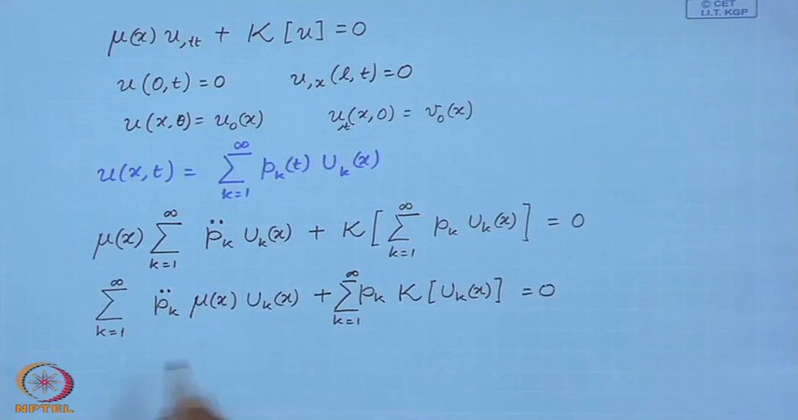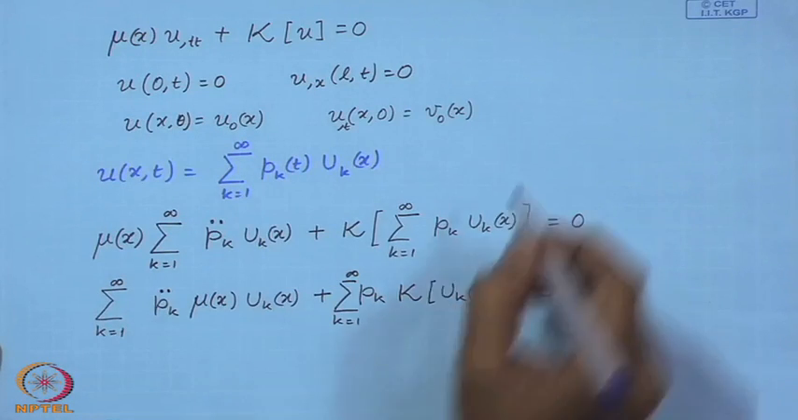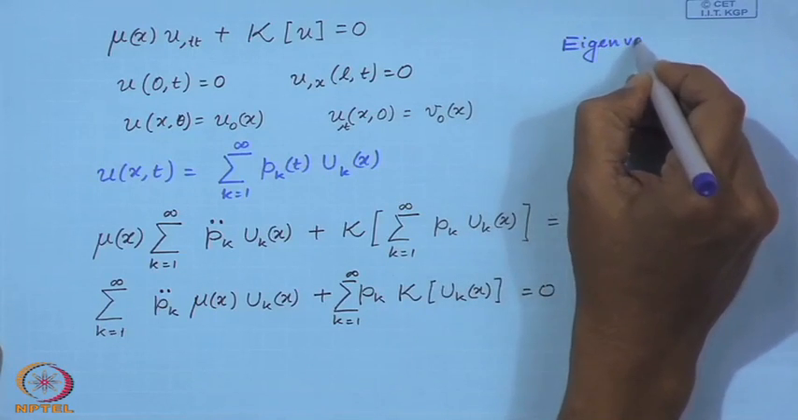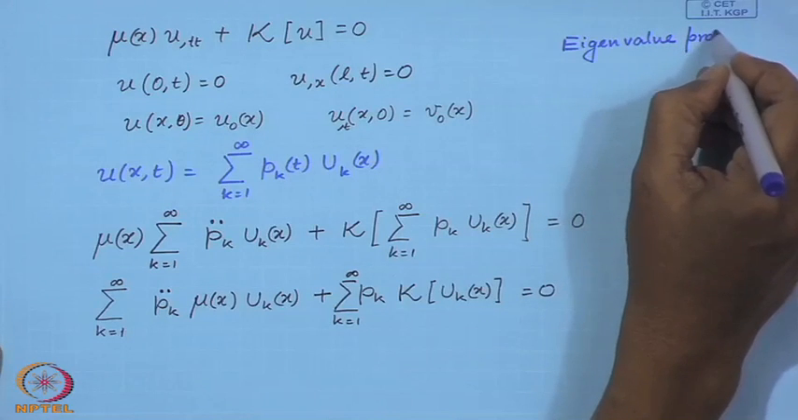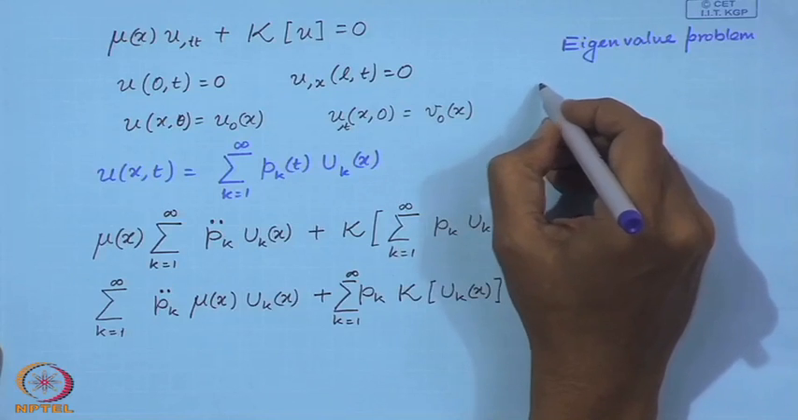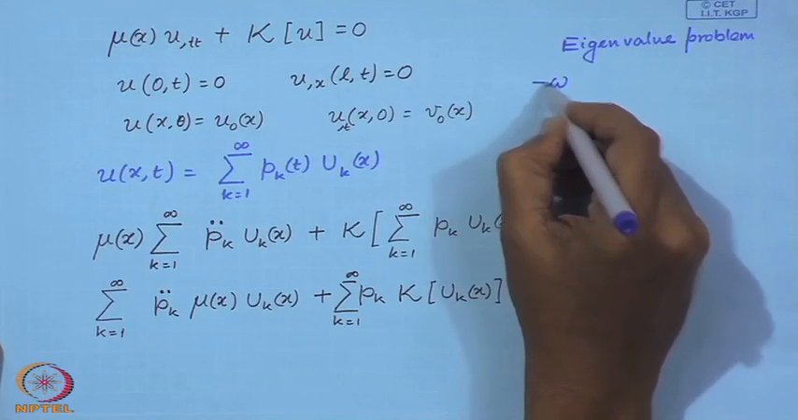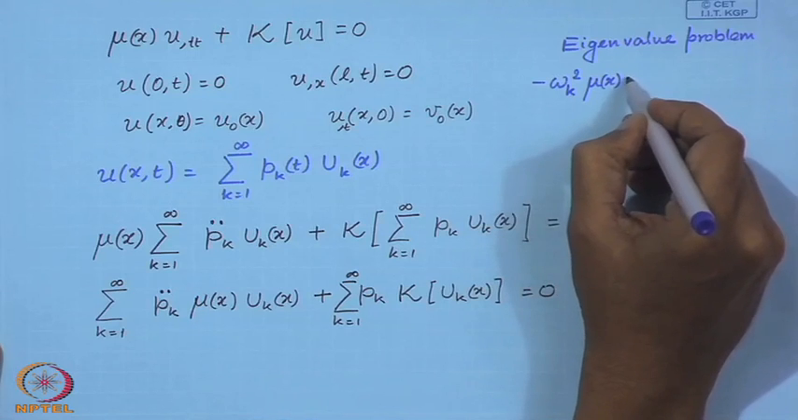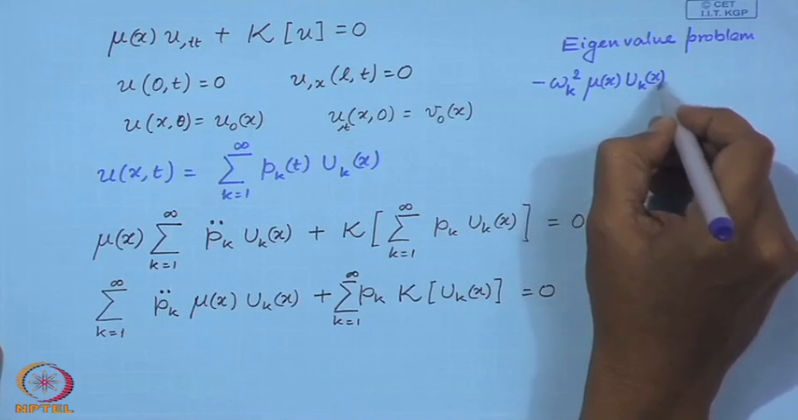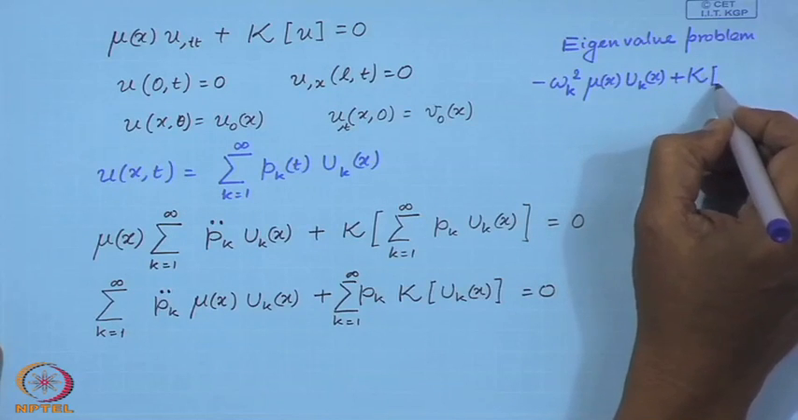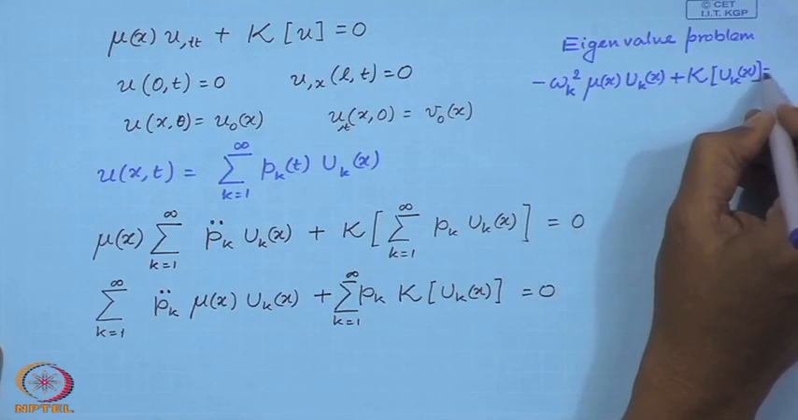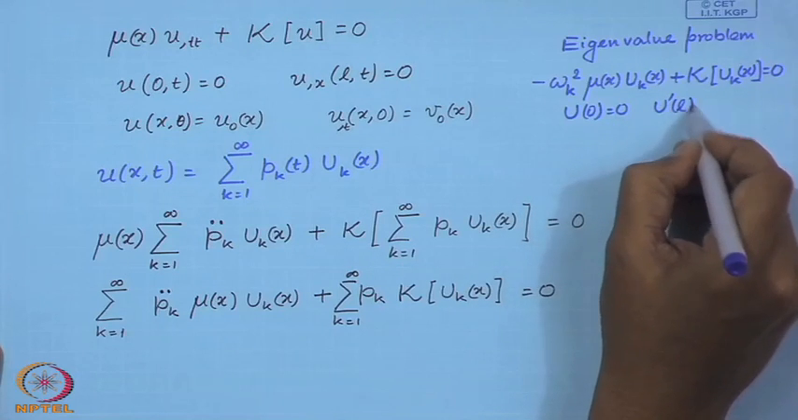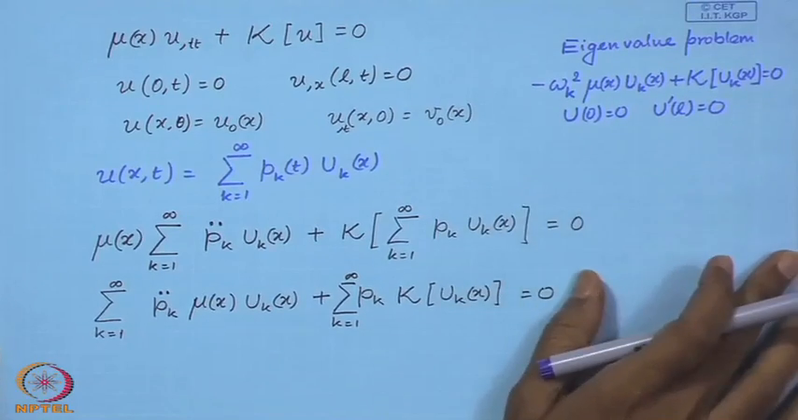Now, recall that the eigenvalue problem for this system was this. So, this was the statement of the eigenvalue problem for this system.